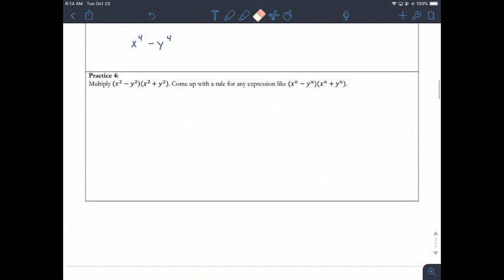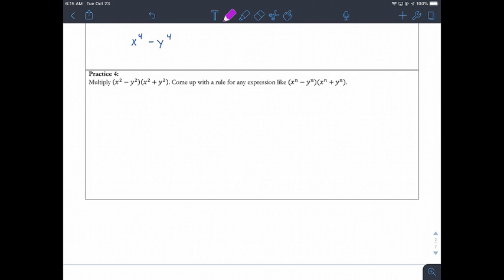All right, and practice 4. Let's talk about this real quick. So we've got x squared minus y squared times x squared plus y squared. We want to come up with a rule that for any expression, like x to the n minus y to the n, x to the n plus y to the n. Here again, we can build a 2 by 2 box, or we could just FOIL this out. It doesn't matter either way.